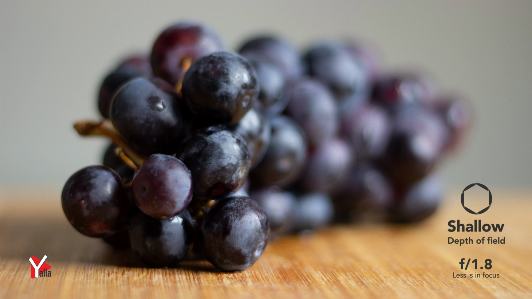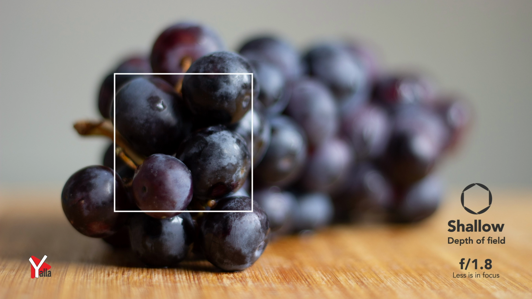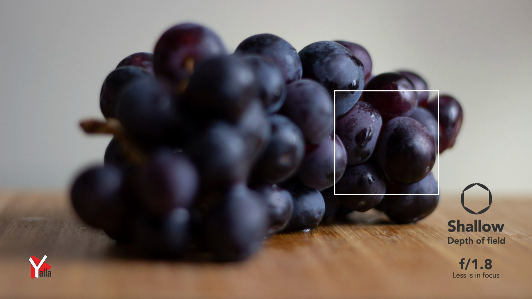In the grapes example, I used shallow depth of field. This means that part of the image will be in focus and everything else will be out of focus. The viewer's eyes will go straight to the focused area. You can change the focus from one part of the image to any part depending on what you need to focus on. And this is a very good example for food photography.